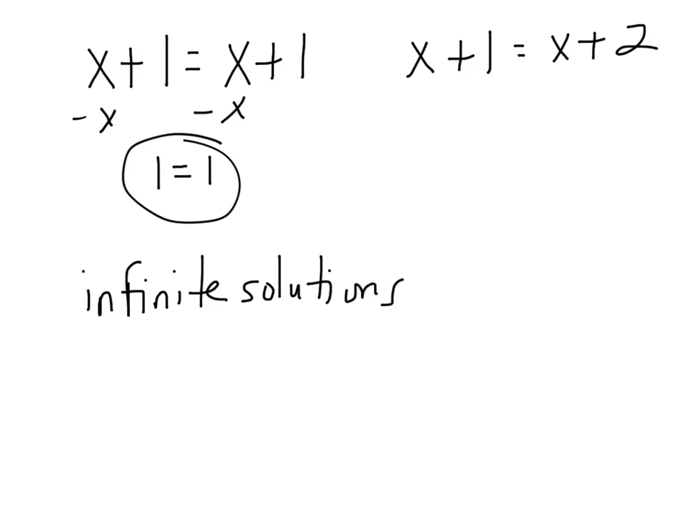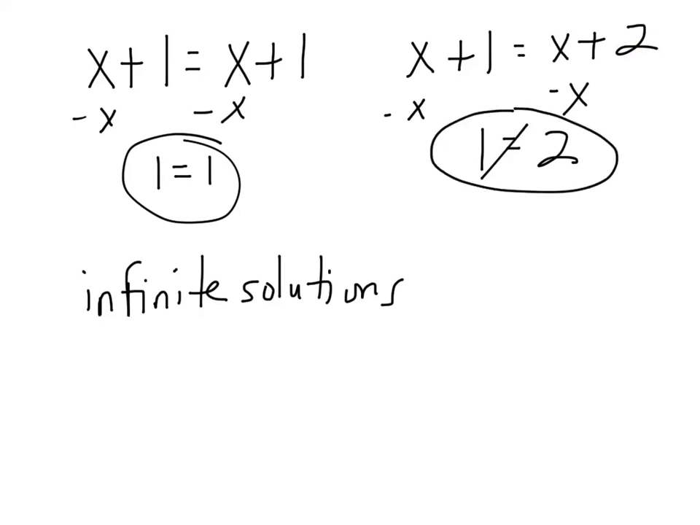Now on this problem, you're going to do the same thing. Subtract x, subtract x. But here you're going to be left with 1 equals 2, which is not true. 1 does not equal 2. You are never going to take a number and add 1 to it and ever have it equal that same number plus 2. This side will always be bigger. So if the letters cancel, if the variables cancel, and what you're left with is a number equal a different number, you're going to get something called no solution. Because there is no solution that is going to make your equation true.